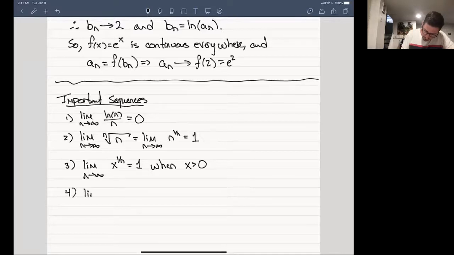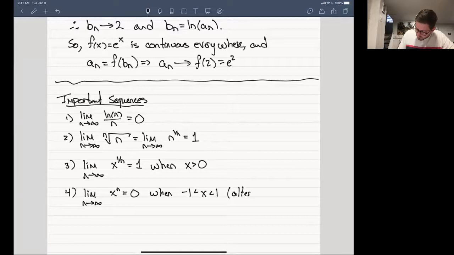Same thing, if I take powers of x, then this thing is equal to 0 when x is between -1 and 1. So -1 is less than x, which is less than 1. Alternatively, you could write this as the absolute value of x is less than 1, right? That's another way of writing intervals, using absolute values.